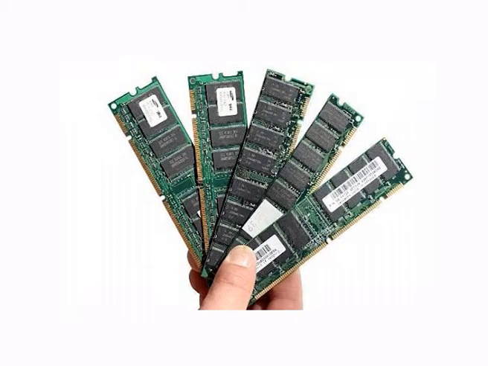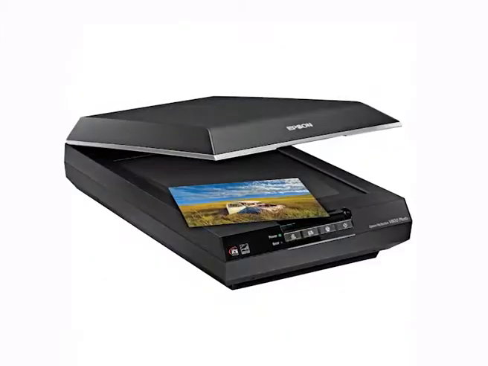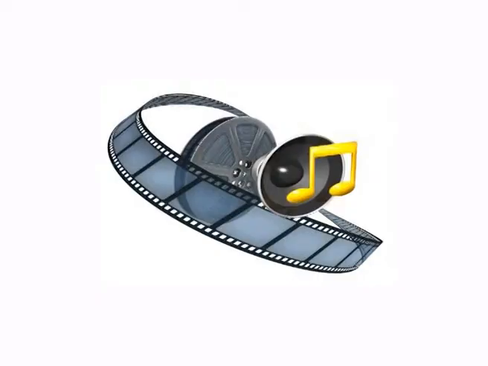Another type of system software is termed utility software, like disk fragmentation program, system restore program, debugger, file manager. These utility programs help in proper functioning of the computer. Basic system software helps as supervisory software. They act as bootloader, and run many hardware using device drivers, like for printer, scanner, camera, graphics, audio, video, etc.